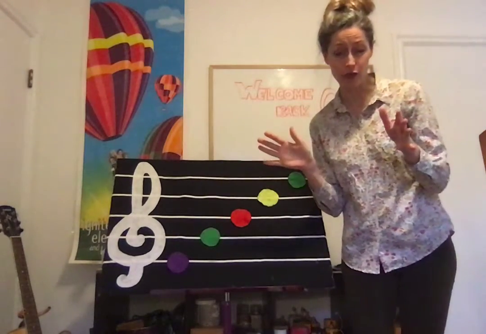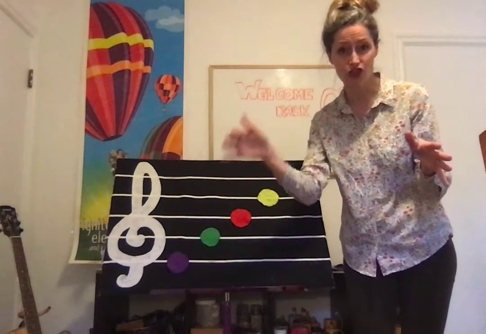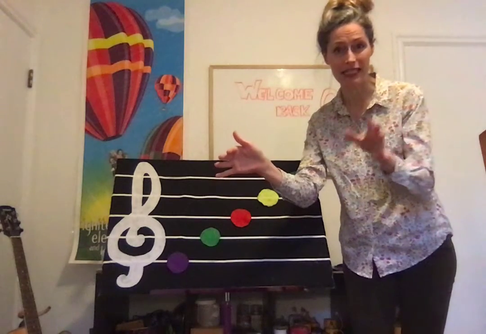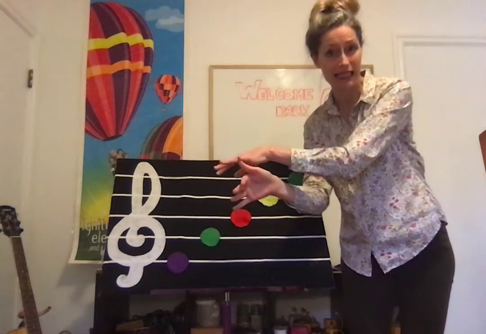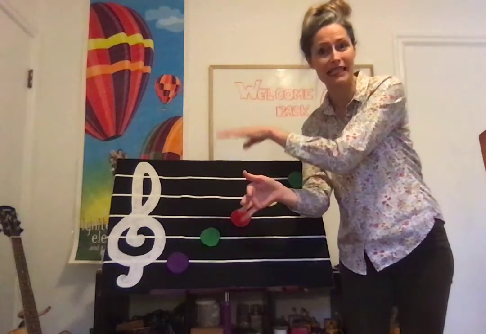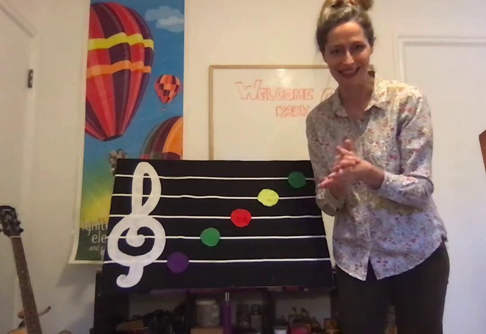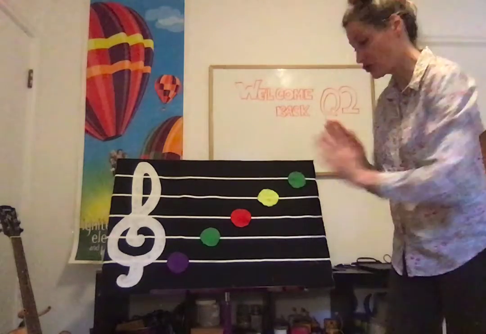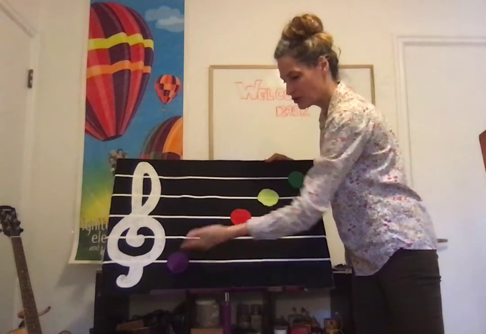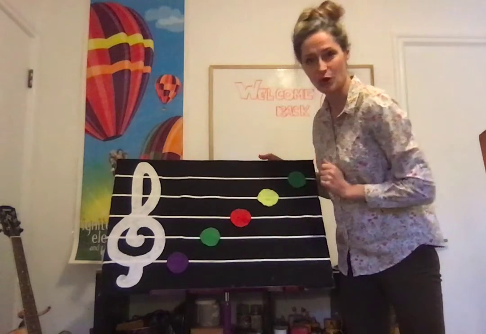Now the musical alphabet goes from A to G. So we go A, B, C, D, E, F, G, and then we go back to A and continue with B, C, D, E, and we don't go past G. So there's no musical note called H. To understand that, we're going to look at what each one of these notes is called.